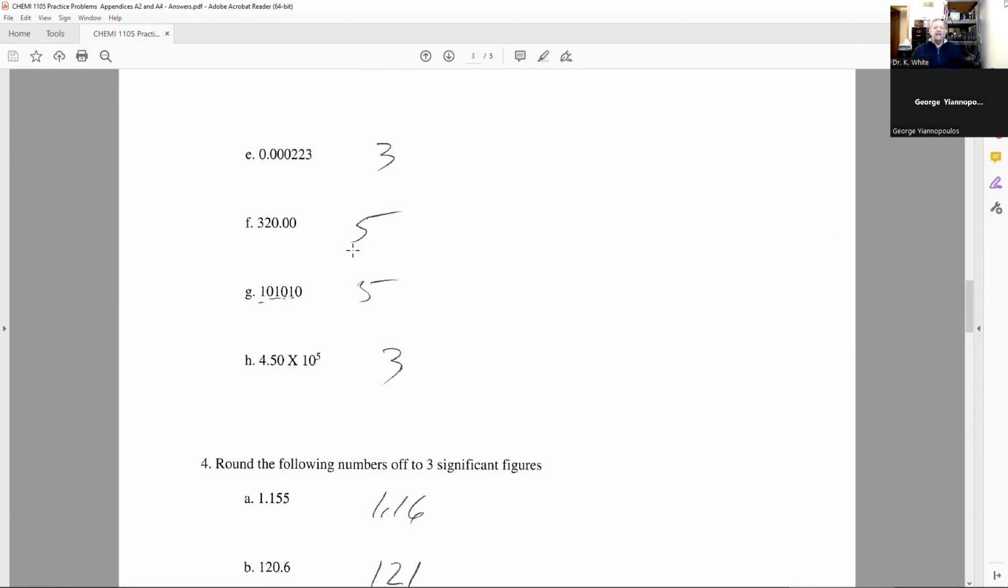And in F, zeros at the end of a number with a decimal point explicitly shown are significant. Non-zero numbers are significant. 1, 2, plus these 3 zeros, because there's a decimal at the end, are significant. Now, G, I had some fun with, hopefully you did too. All non-zero numbers are significant. 1, 2, 3. All confined zeros are significant. 4, 5. Zeros at the end with no decimal are not, which is how I got 5.